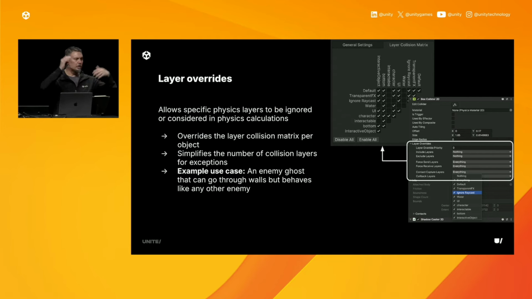Then we have layer overrides for objects. For any object you can override collision matrix settings.